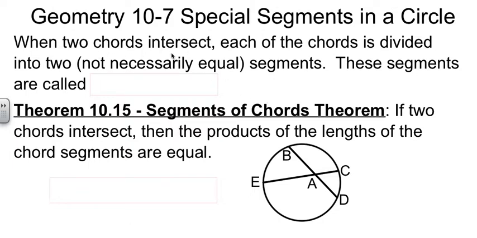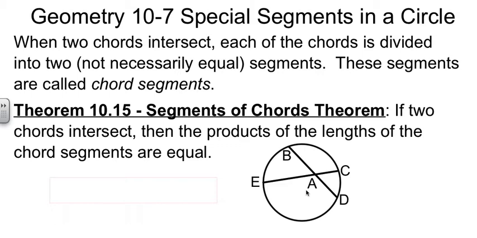Whenever we have two chords intersecting, and chords are just parts of secants, they're just the part that's on the inside of the circle, the chords cut themselves into two parts. They're not necessarily congruent parts. They could be. There's no law against it, but they don't have to be congruent. The two segments that each chord makes are called chord segments. So AB is a chord segment, AC, AD, and AE. Those are all chord segments.